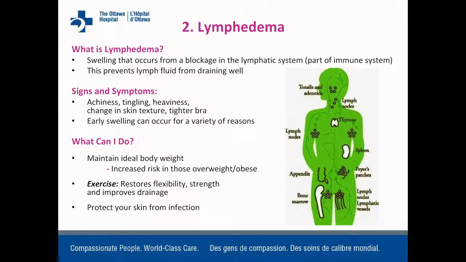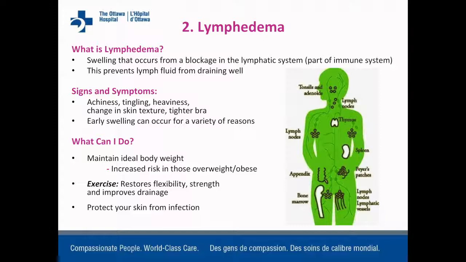Signs and symptoms of what to look for around lymphedema include an achiness in your fingers, in your hand, tingling fingers in the hand area. There's a heaviness that sometimes women will encounter of the affected side. Change in skin texture, so sometimes the skin becomes a little bit shiny when it's swollen. A tighter bra, either the cup, because lymphedema can occur of the breast itself, and it can also occur around the back area, and so when you go to fasten the bra, it's a little bit more difficult to do so. So what can you do to help prevent lymphedema?